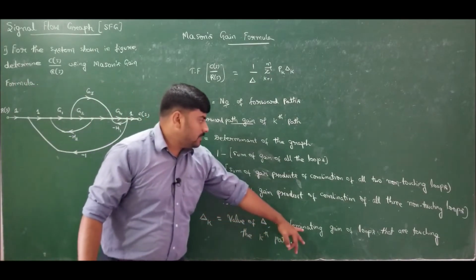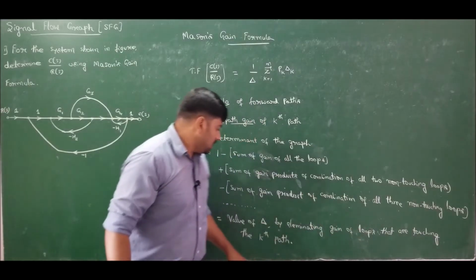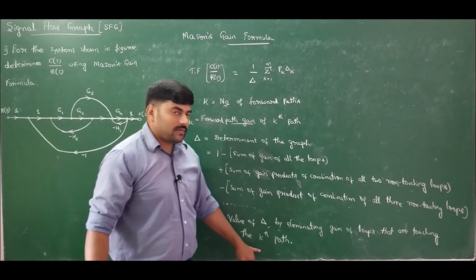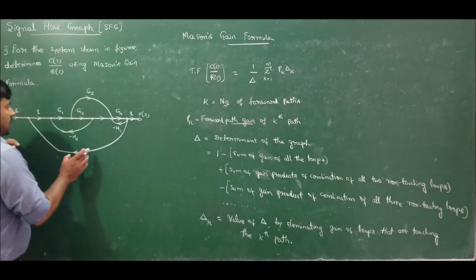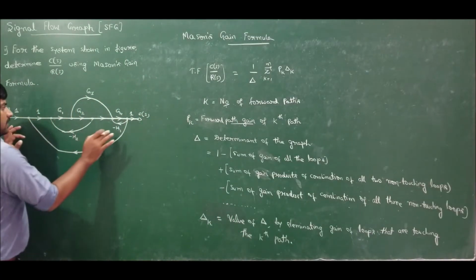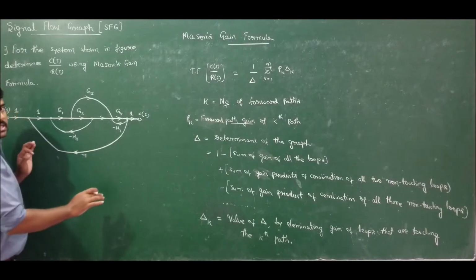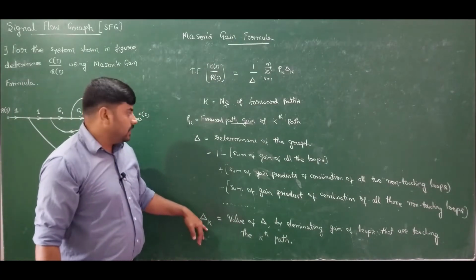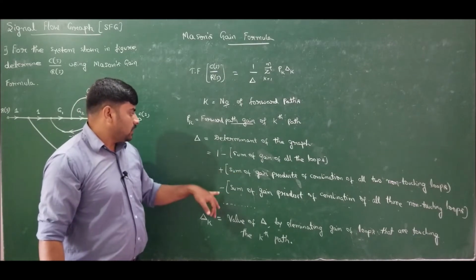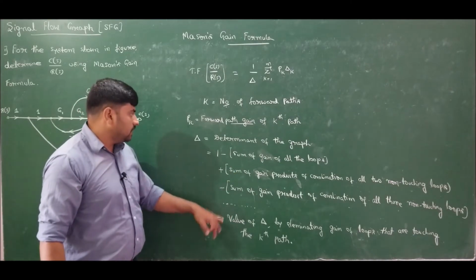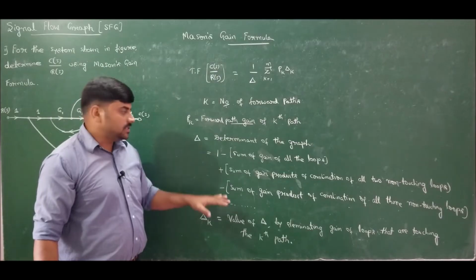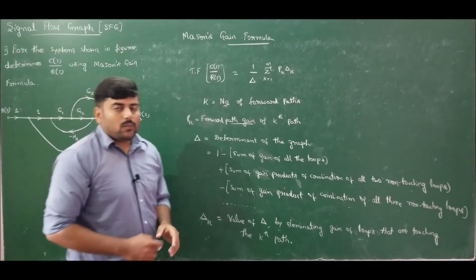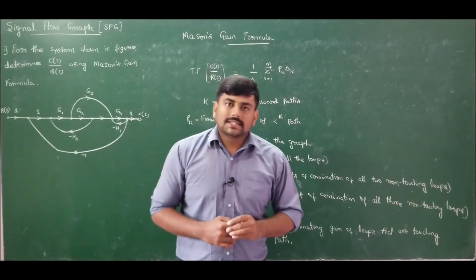Value of delta by eliminating gain of loops that are touching the kth path. Here the path is path number 1, touching the first path. If I eliminate the loops that are touching first path, I should eliminate L1, L2, and L3. So all the loops are eliminated. Hence the delta 1 value will become 1 minus 0 plus 0 minus 0. It is nothing but delta 1 is equal to 1. So this is how you should solve. You will get better understanding once we solve problems on signal flow graph.